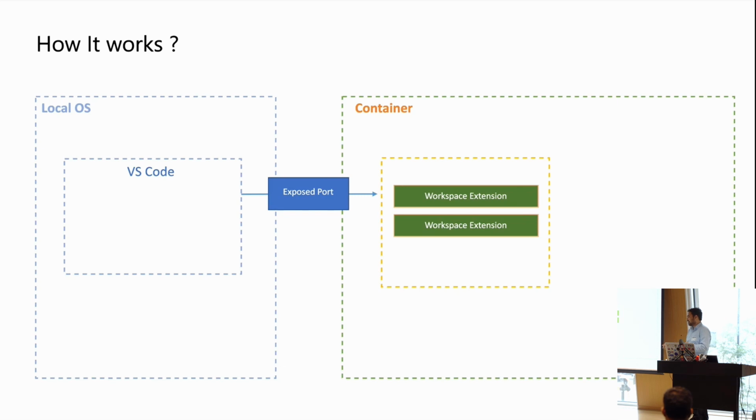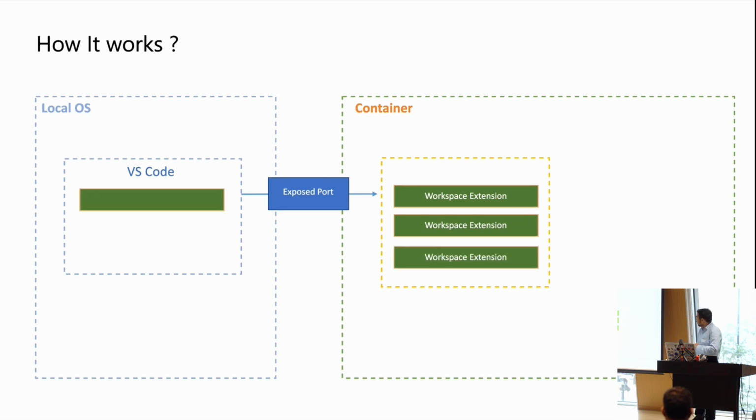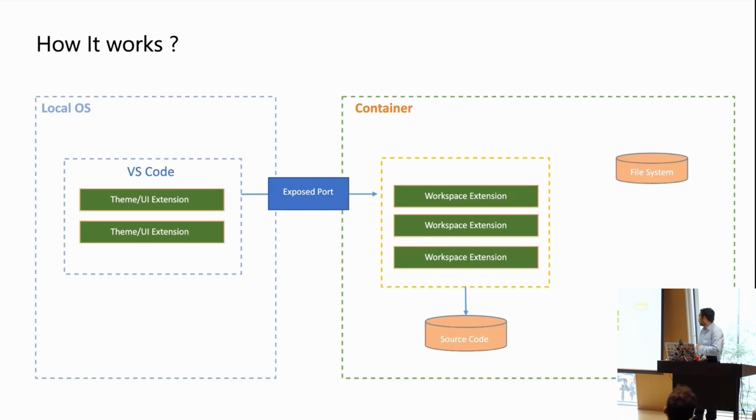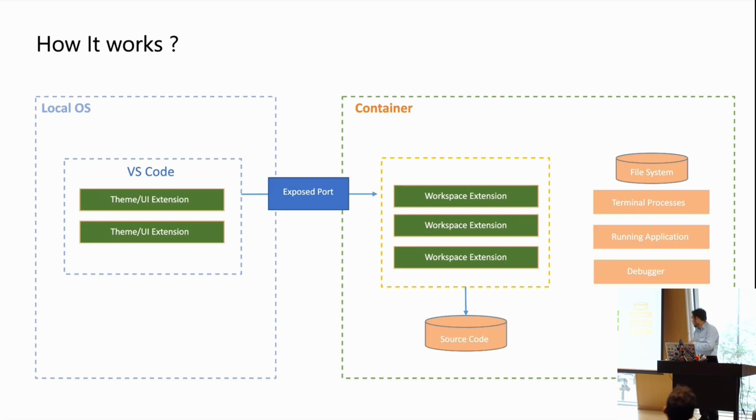So not only your runtimes and your SDKs, your Visual Studio Code extensions, you can also install them inside a container. So yeah, all your extensions which you want for Visual Studio Code, they will be inside your container. Only theme and user interface extensions, they will be on your local operating system. And yeah, you have your source code, and then your container has its own file system, terminal process, application, debugger. So everything you need for your application will be inside container, right? So this is how it works.